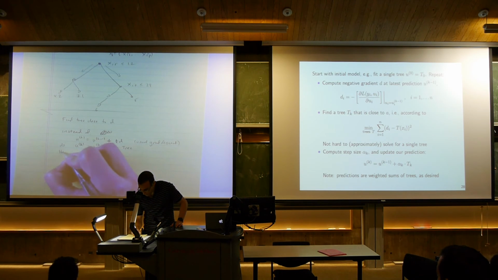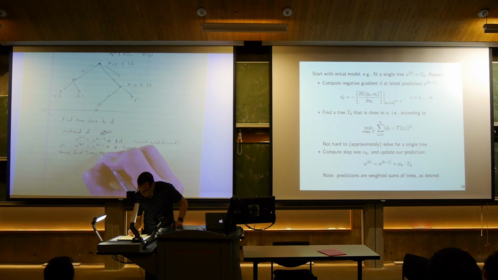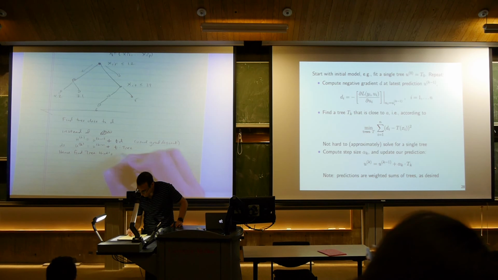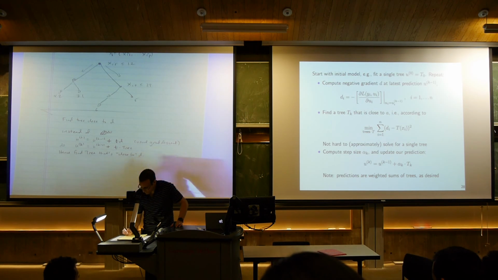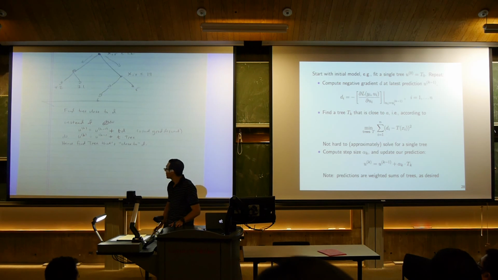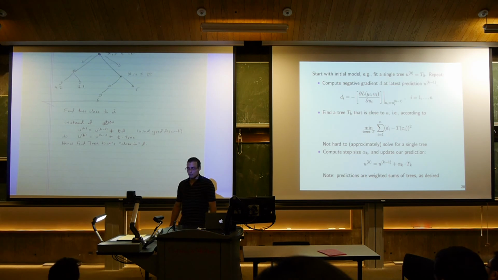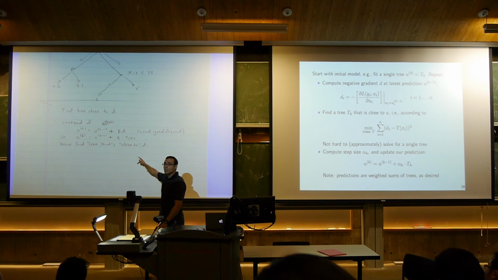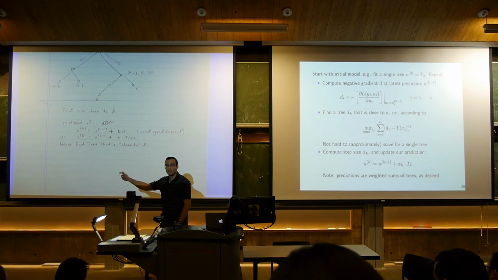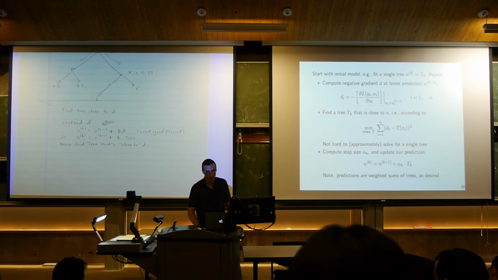So therefore, we have to find a tree that's close to d, which is the negative gradient. That's the basic idea behind gradient boosting. All right, just run gradient descent, and at every stage, instead of moving in the direction of the negative gradient, move in the direction of a tree that's close to the negative gradient.